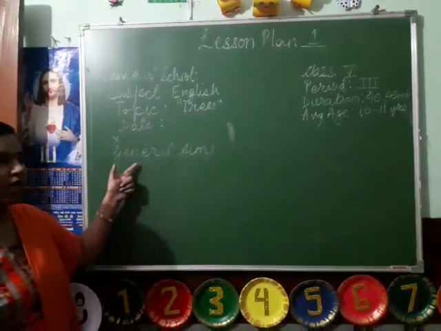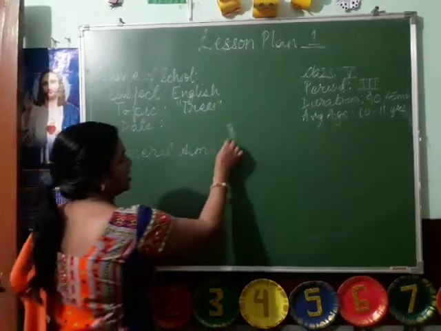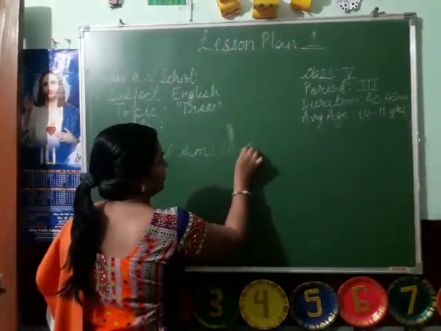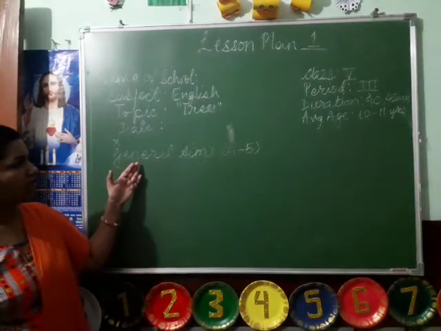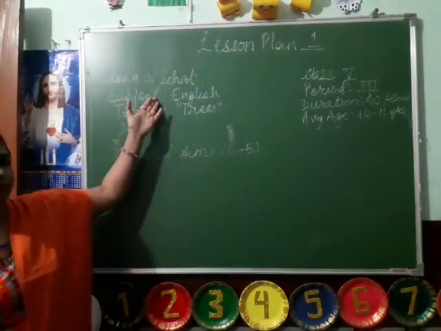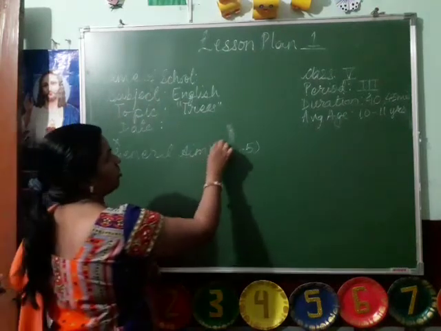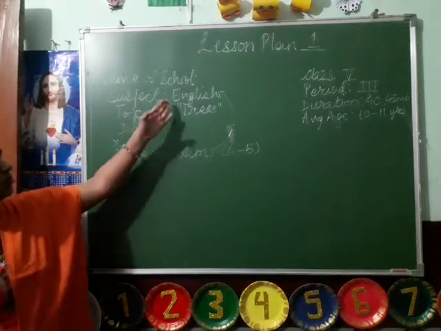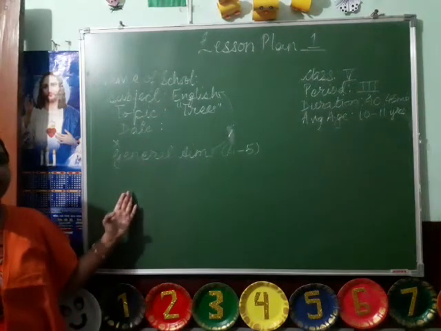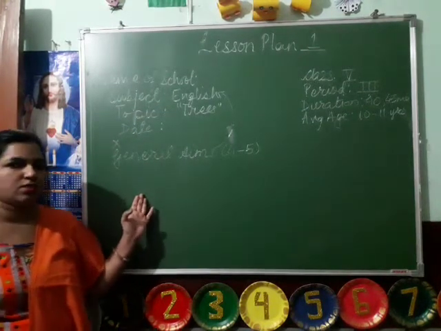General aims are sentences and there are generally 4 to 5 general aims. General aims are related to your subject. So general aims are always subject related. What is the aim of teaching English? That you have to write here in 4 to 5 sentences.